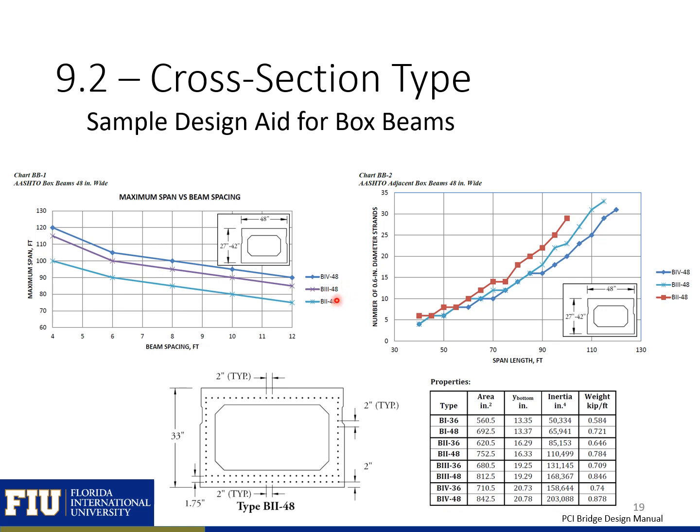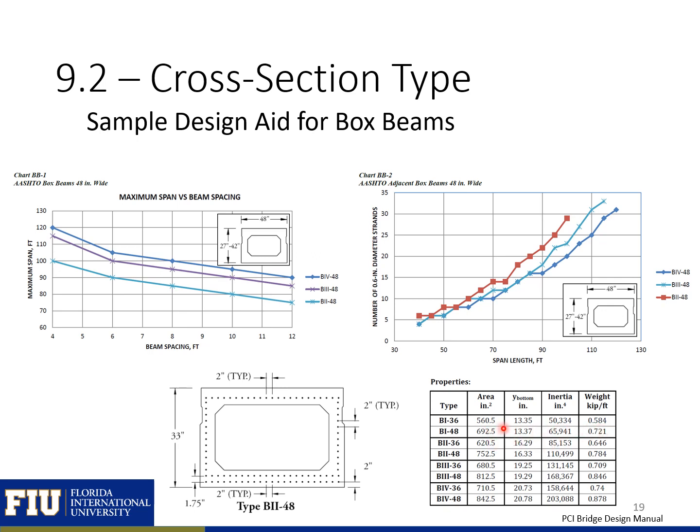with. You can come here and with your span length, you can figure out how many strands you need if they're 6/10 diameter strands. So if we have a 70-foot span, we would need somewhere between 10 and 14 strands depending on what section we have. This design aid also has the basic section properties you'll need in your design.